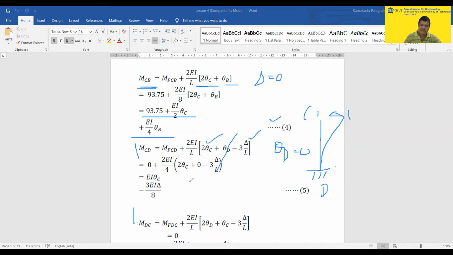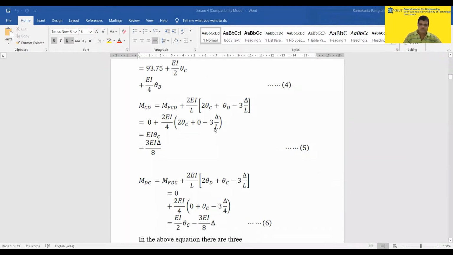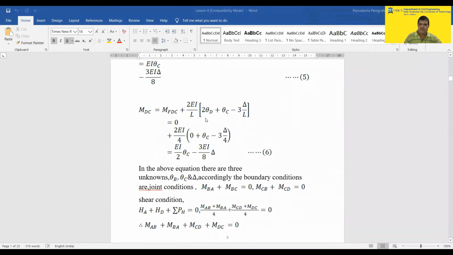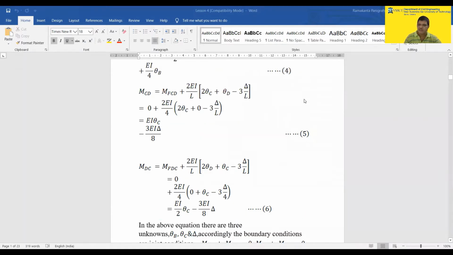There will be theta C, and now put the value, theta D as 0. So it becomes EI theta C minus 3I delta by 8. So this is the value for MCD. Now similarly, you can calculate the value for MDC. Here theta D is 0, and then theta C and minus 3 delta by L. Also MFDC is equal to 0. Here also MFCD is equal to 0 because there is no load on the span CD. So the fixed end moments due to external loads become 0.